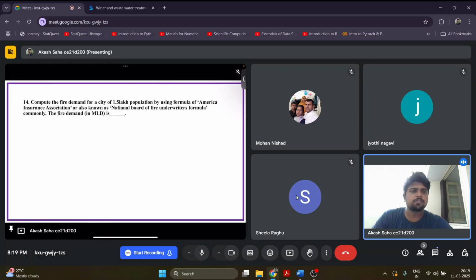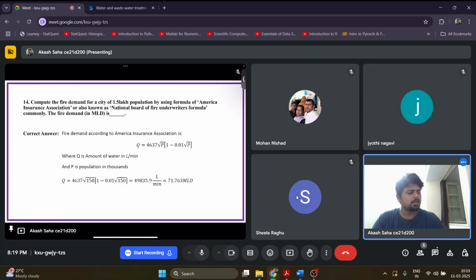So any idea about this formula? Anyone? So I will just tell you the formula. The formula for this is Q equal to 4637 under root P into 1 minus 0.01 under root P. So again, here the answer that we will get will be in liters per minute.